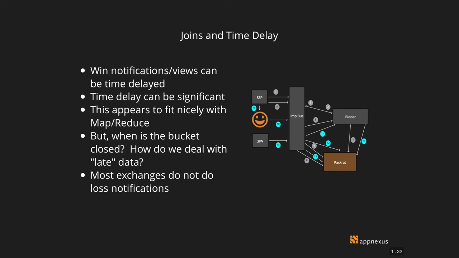But because we only get wins, we only know if we lose if we wait some period of time and decide we give up, we're not going to get a win, we must have lost. And the reason for this is on exchanges, the vast majority of data is losses. We may try to see 120 billion ads a day. We may only transact on 10 billion, which means that the 110 billion rest of those ads would be loss notifications. It would inflate the amount of data we have to process by so much that most people have decided, you know what, let's just time out.